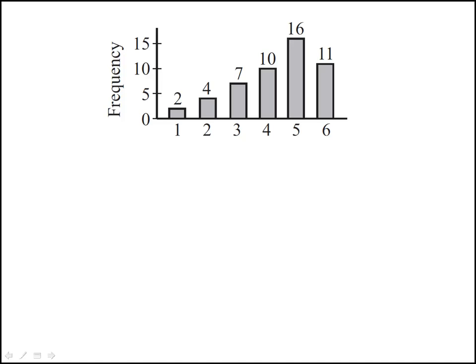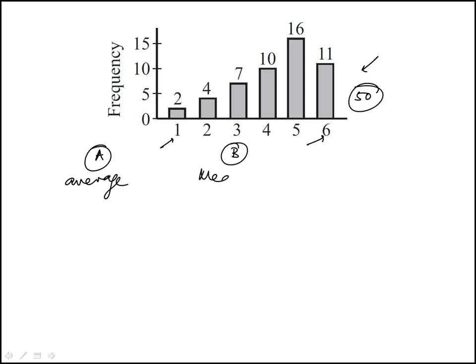So here we're given this graph that has the frequency distribution of 50 integer values that range from 1 through 6. We have to compare quantity A, which is the average. I'll come back to this a little bit later. First, compute quantity B, which is the median, easier to compute that.